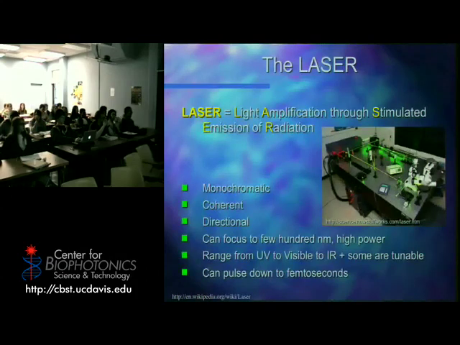It can focus to a few hundred nanometers, which means I can concentrate at really high energy density. I can pack a lot of photons in a small area. I can range it from ultraviolet to visible to infrared, and some are tunable. And I can pulse it down to very, very short pulse lengths, which again allows me to control not only the amount of time, but also the amount of energy that I deposit.